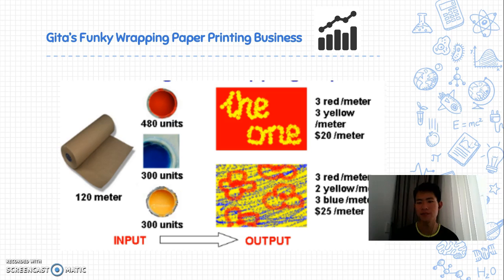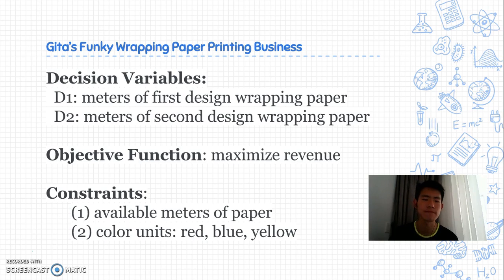Well, so this is a little bit of an outline. You have paper as your input, you have colors as your input, and finally you have outputs. So design 1 and design 2, and those have specifications of what they will use, and of course they will have some profit, $20 per meter, $25 per meter that they will be sold off.